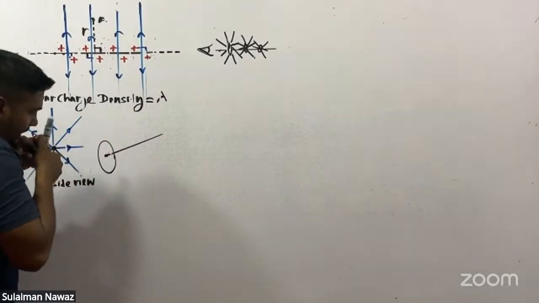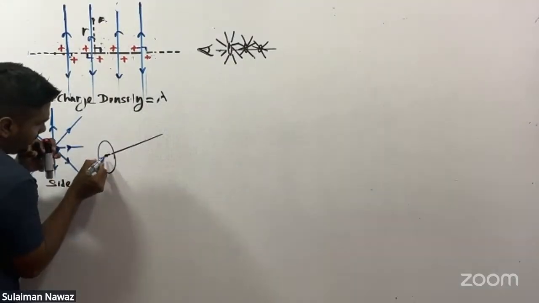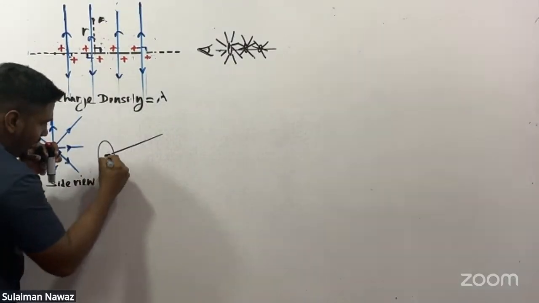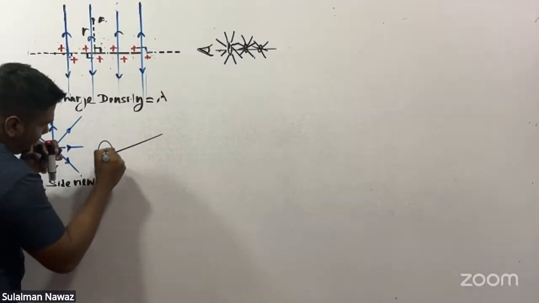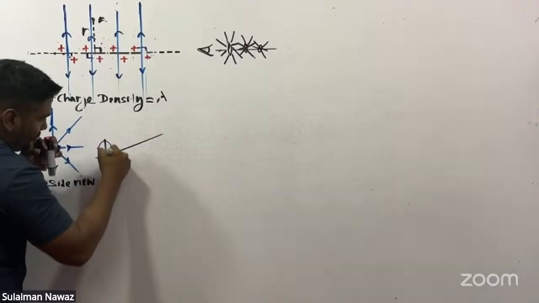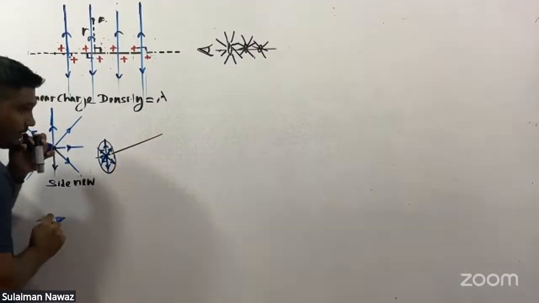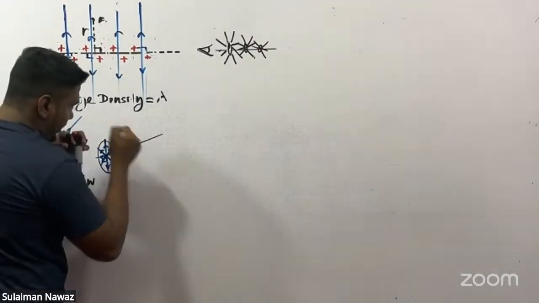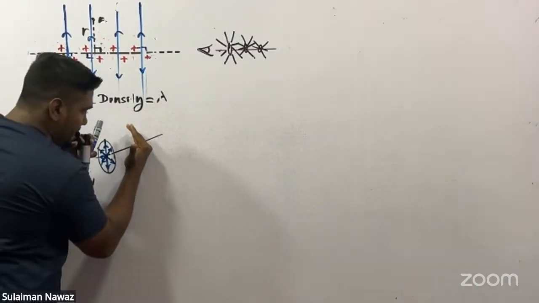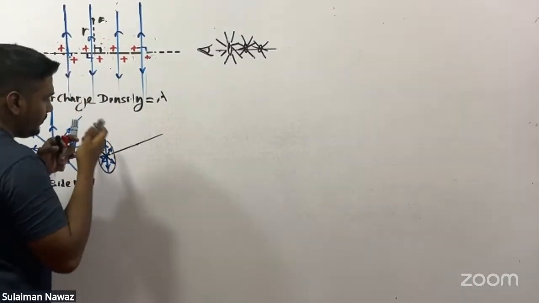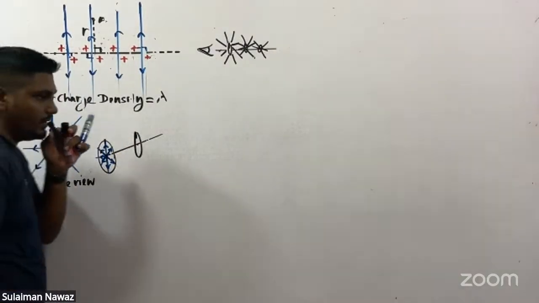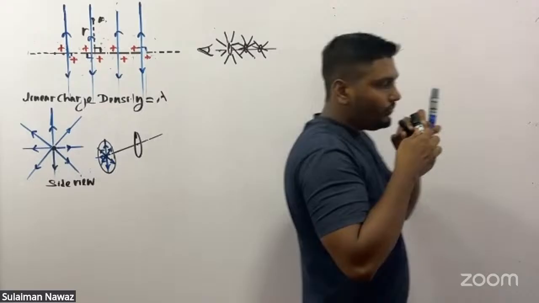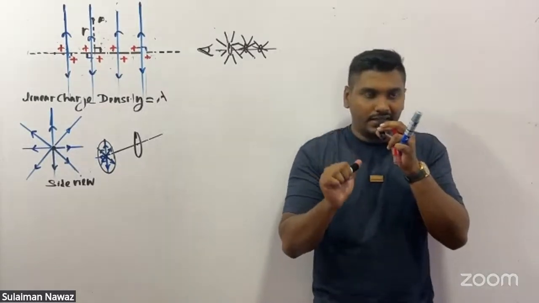So you want to understand that at every point on this wire, electric field lines are distributing in all the directions. If I take a circle perpendicular to this wire, then you want to understand that electric field lines are distributing in all the directions. Just tell me, what would be the shape of the Gaussian surface? Give some replies.